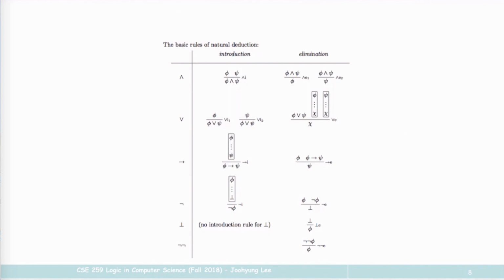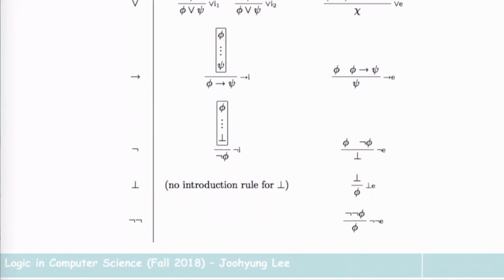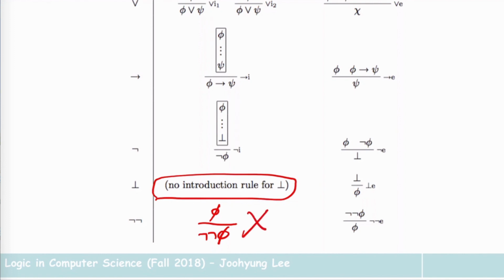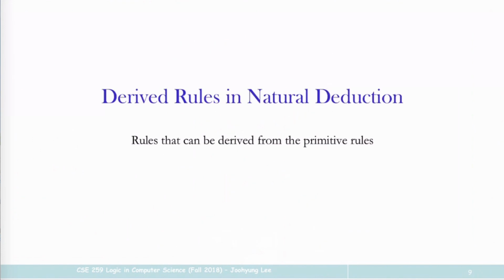Okay, so I'm done with the primitive rules, and this is the set of rules that you see in the textbook. Something that I didn't say: all of the rules are kind of paired, but there is no introduction rule for the bottom. Previously I also said if you have phi, you can introduce double negation. In fact, this is not a primitive rule, although it is a valid rule to use. This is actually a derived rule, and we are going to see why it's a derived rule. All the other rules are already there. Let's go see the other rules.